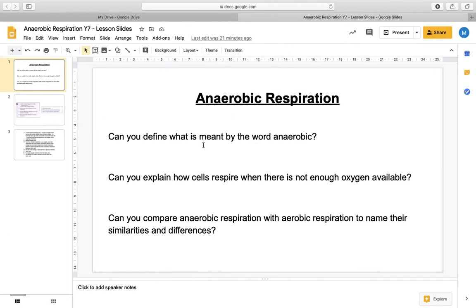So, you should now be able to tell me what's meant by the word anaerobic. You should be able to explain how cells respire when there's very little oxygen, so glucose is broken down into lactic acid, and you should be able to compare anaerobic respiration with aerobic respiration. Aerobic is with air, anaerobic is without air. This has 2 reactants and 2 products. This has 1 reactant and 1 product. Okay?